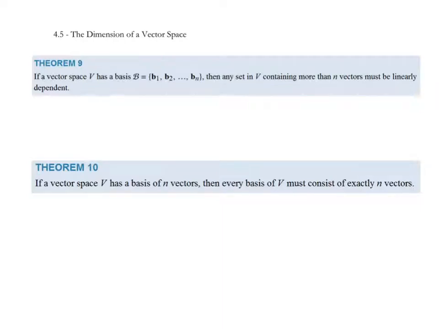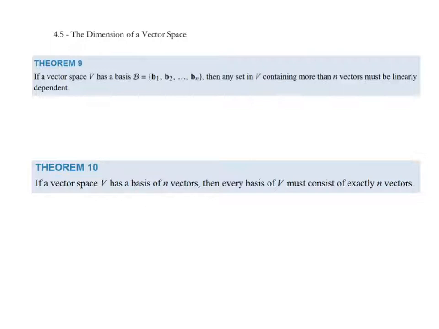Hi everyone, in this video we're going to go through section 4.5, the dimension of a vector space, and we start out the section with two theorems, ultimately leading to what is a definition for dimension. Okay, so the first theorem, theorem 9, we're not going to do a proof of. We will do 10, because you know how much you love them.